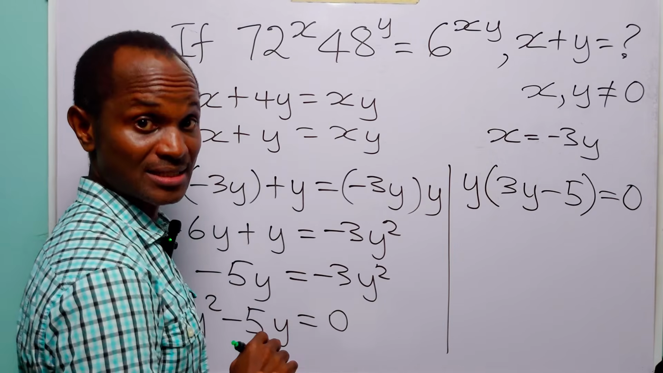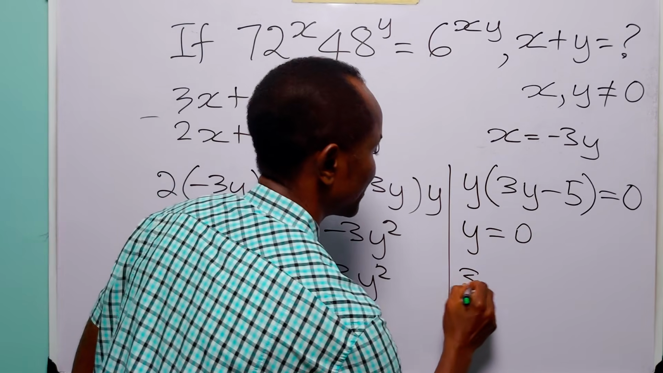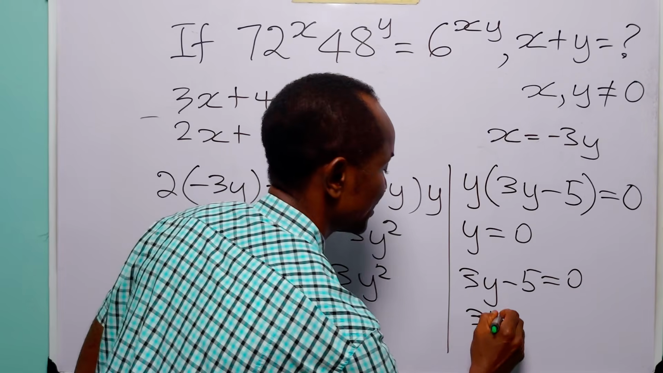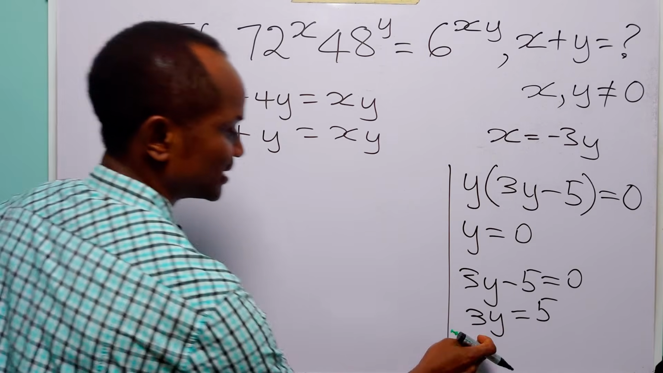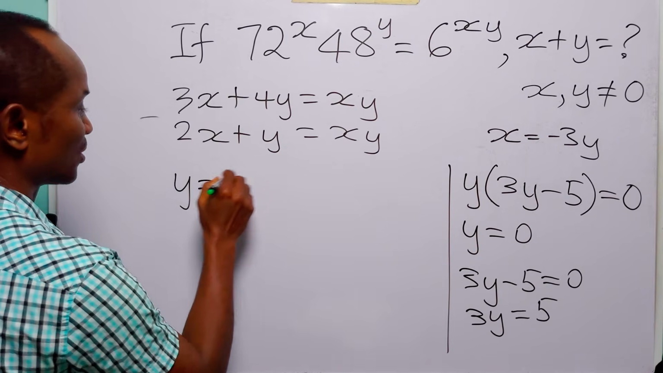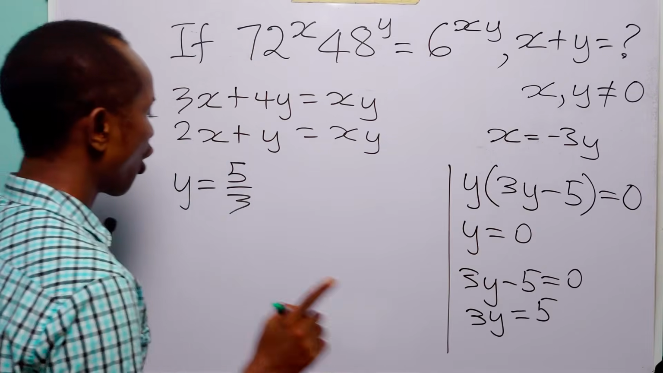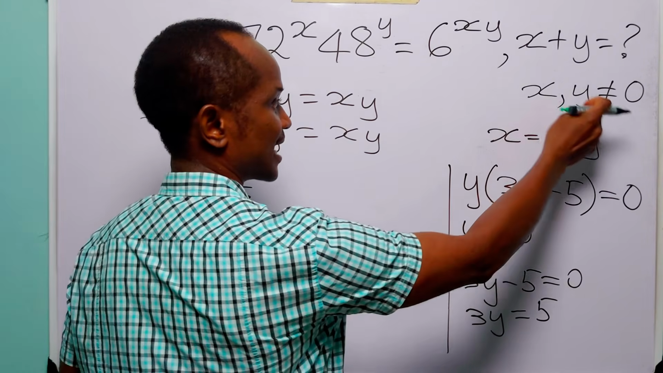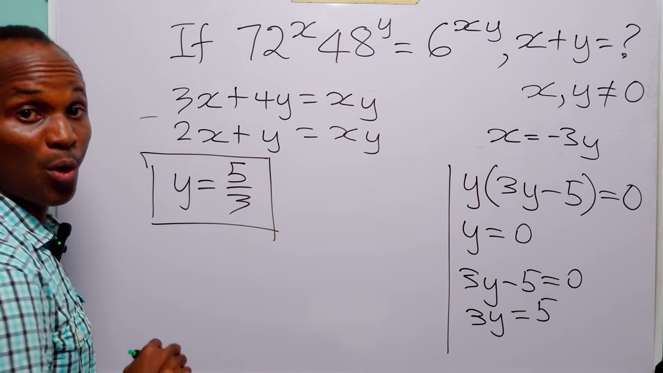From this statement, you can see that either y is equal to 0 or 3y minus 5 is equal to 0. And hence, 3y is equal to 5. Dividing both sides of this equation by 3, y is equal to 5 over 3. So we have two values for y, 0 or 5 over 3. But then we have this, x and y must be non-zero. So we have this value for y.